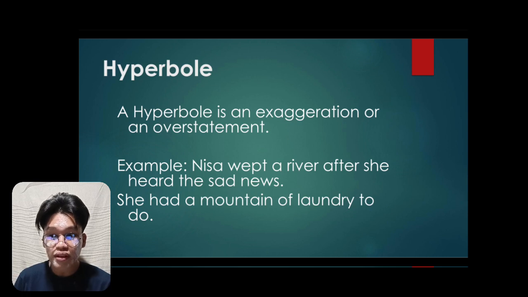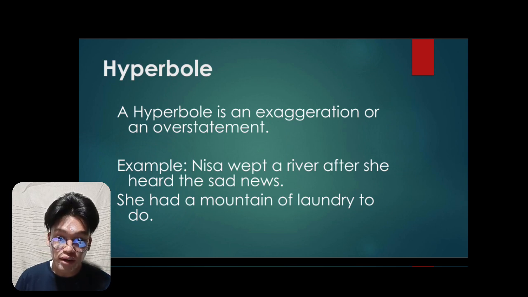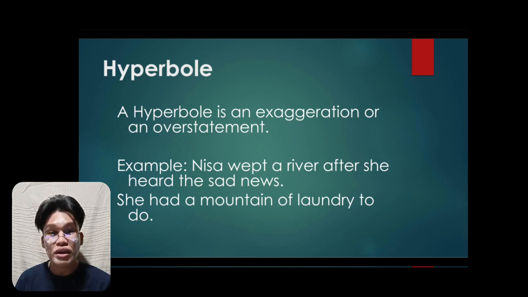However, we use a river to give emphasis that Nisa really is sad, and she cried a lot about the sad news that she heard. Next is she had a mountain of laundry to do. Of course, we use mountain of laundry to give emphasis that she has plenty of clothes, many clothes to wash, and we use mountain to describe how much work she has to put on her laundry.